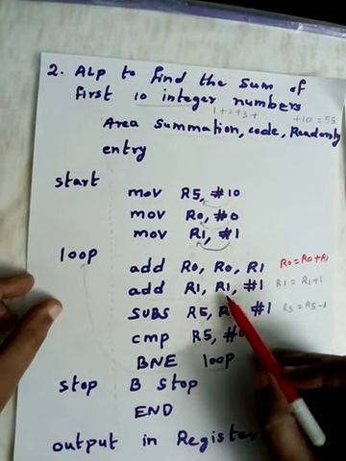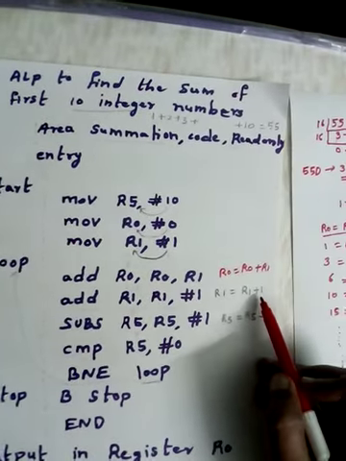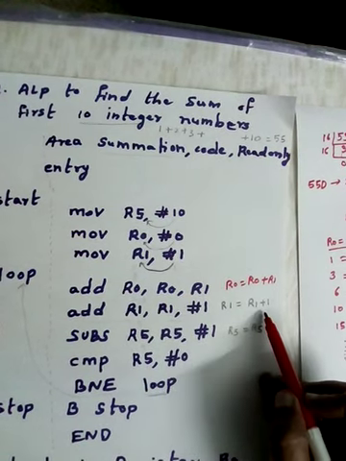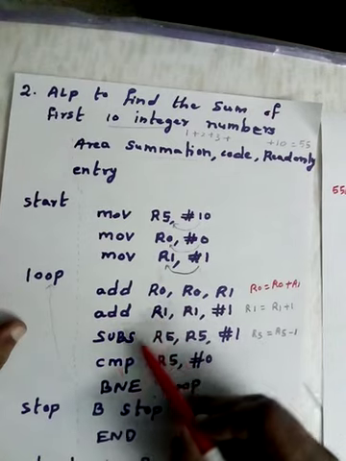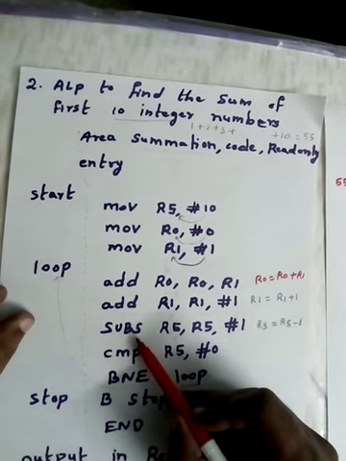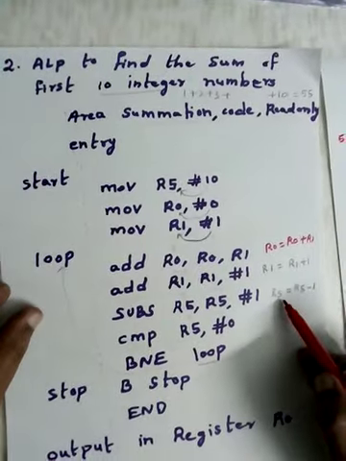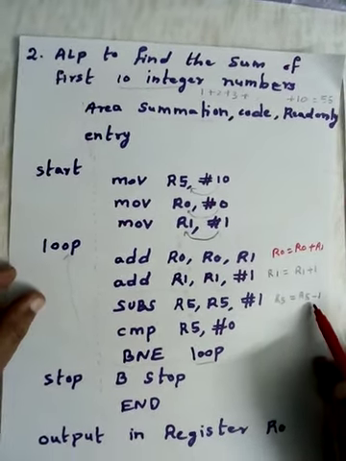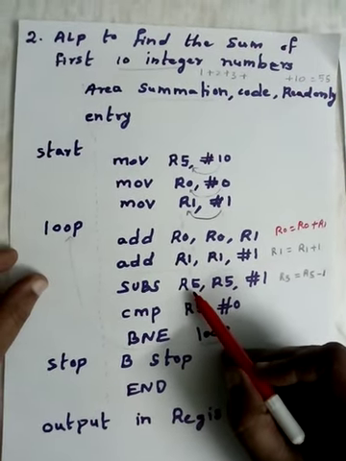Now ADD R1, R1, #1. What will this do? The value of R1 is 1 here, so R1 is equal to R1 plus 1. That means R1 is 1, 1 plus 1 is 2, so that 2 will go and be stored in R1. The SUB instruction, subtraction, it will do SUB R5, R5, #1. R5 is equal to R5 minus 1. So 10 minus 1 becomes 9. That 9 will go and be stored in the R5 register.